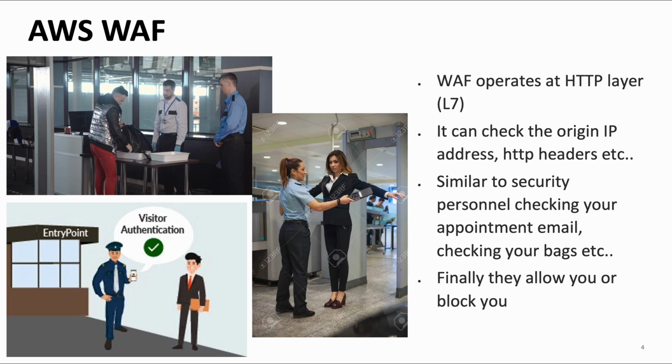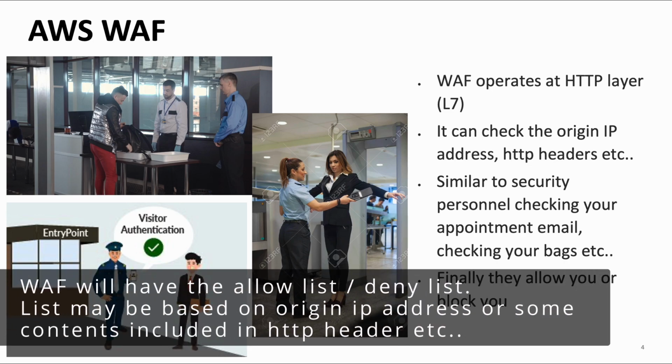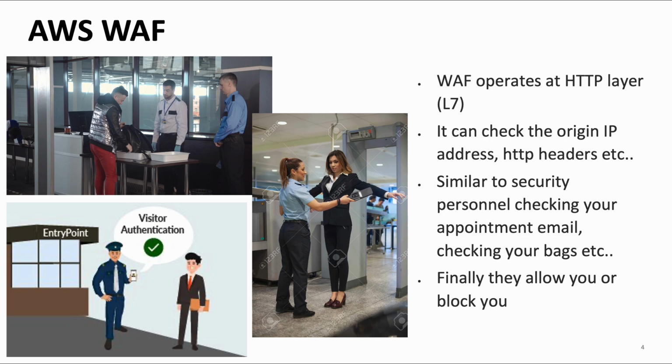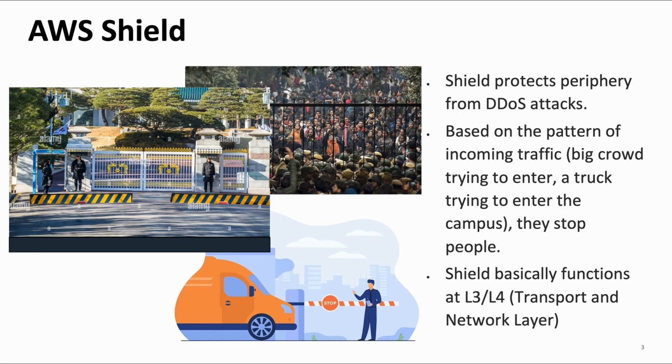So that is Shield. Assume that the visitor has passed that Shield layer and has come to the next layer, where the security will ask you, okay, show me your identity card, show me the appointment email, let me check your bag, let me check your body, etc. And then they will decide whether to allow you inside or not. Shield actually works at layer 3 and layer 4.